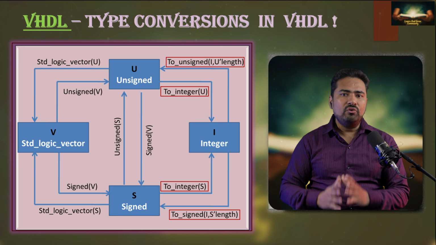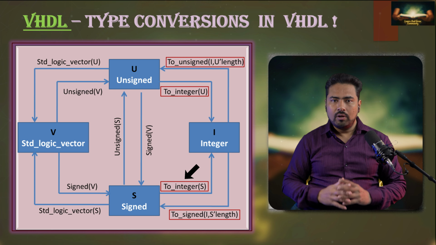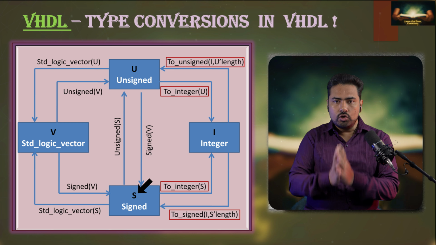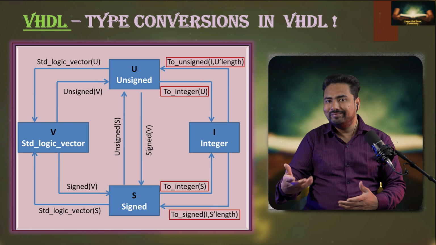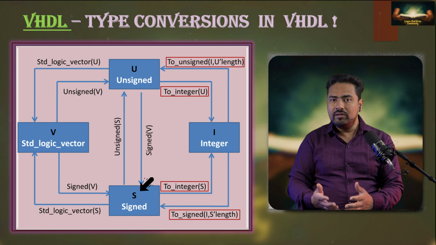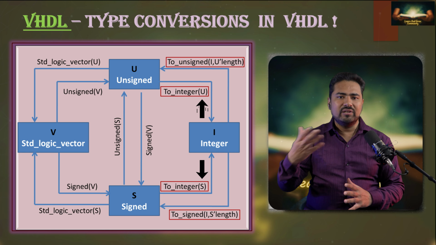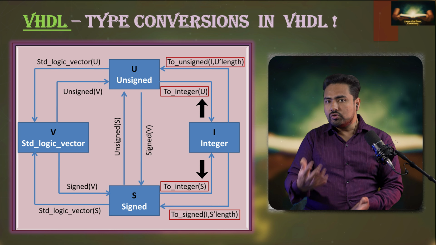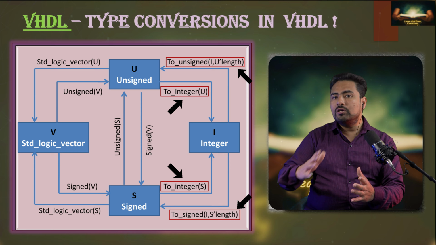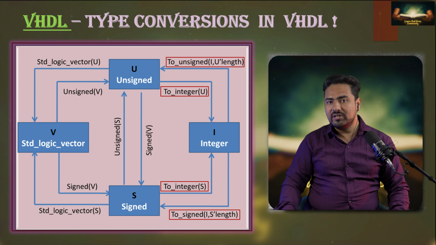We have a similar function for integer to signed conversions. Again, there is a possibility of overflow when you convert an integer to a signed data type, like if the signal does not have enough bits to hold the integer value. Similarly, you can use the to_integer function for converting the signed or unsigned data type to the integer data type, and it has only one parameter as input, which is the signal name which you want to convert into an integer. These conversion functions are available through the numeric_std package in the IEEE library. So this is a valuable resource for your VHDL designs.